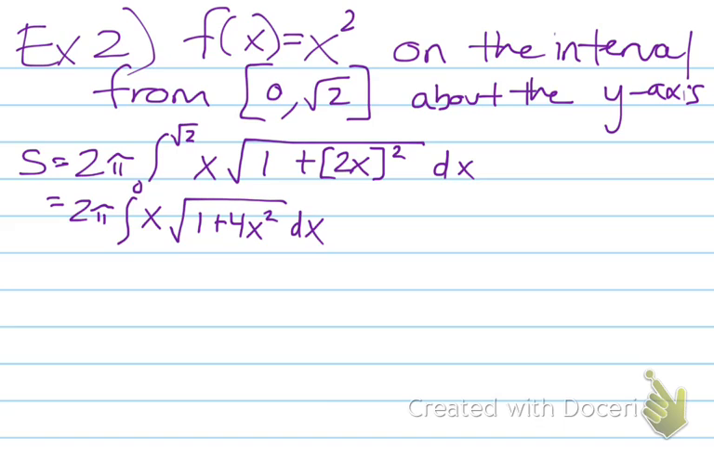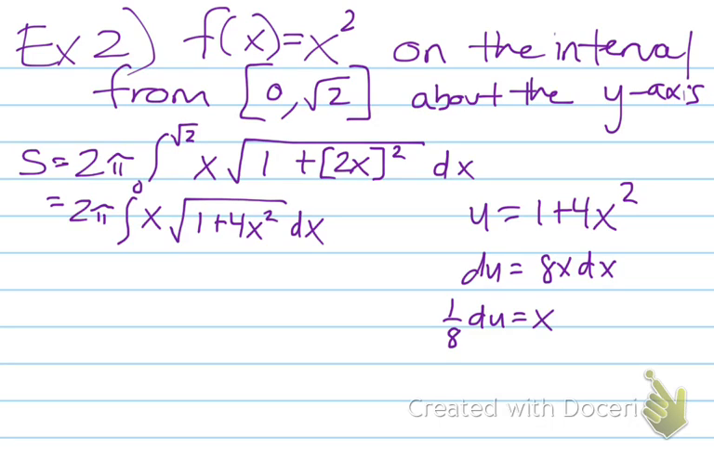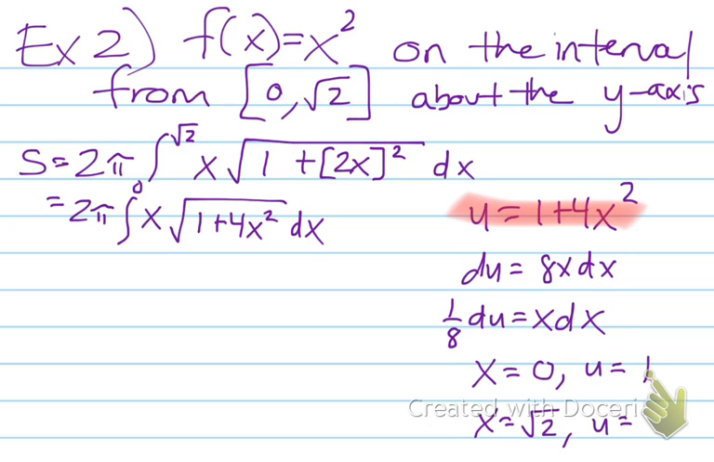So again, I can do a u substitution. If I let u equal 1 plus 4x squared, that means that du would equal 8x dx. I don't need that 8 there, so I'm going to move it over. I'm going to get 1/8 du equals x dx. And if I change my limits of integration, when x equals the lower limit, which is 0, u will equal 1. And when x equals the upper limit, which is the square root of 2, u will equal, the square root of 2 squared is 2, times 4 is 8, plus 1 is 9.